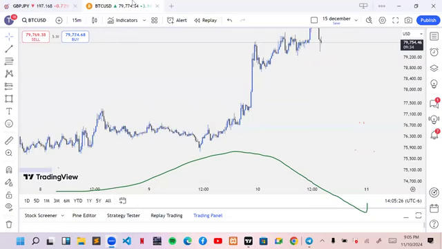So that's it for today's class. Next class, we'll talk about types of liquidity and how to take profits using those types of liquidity.